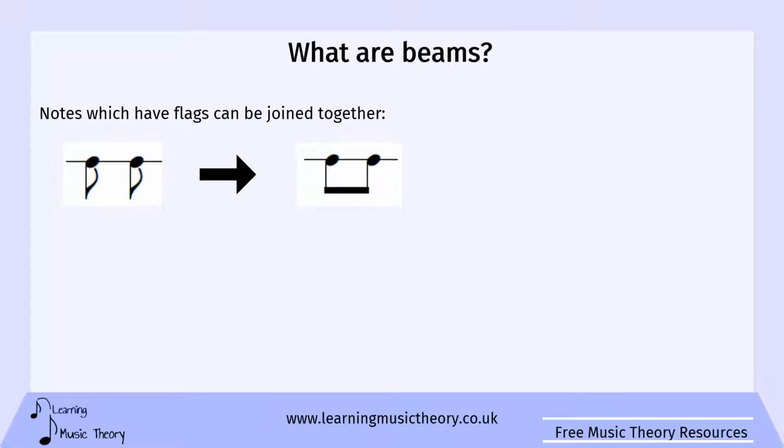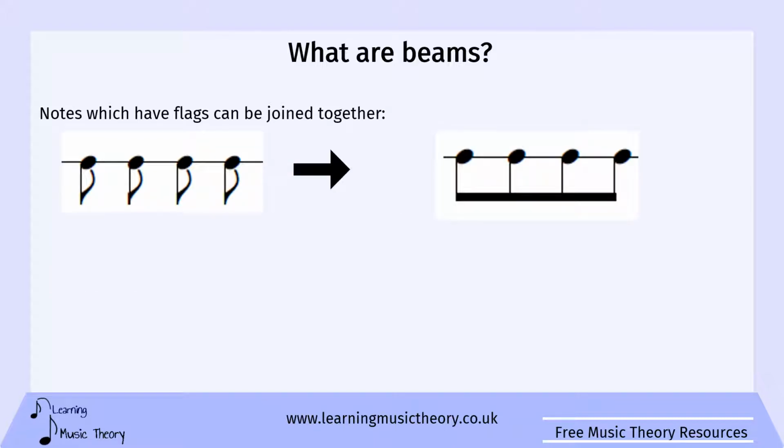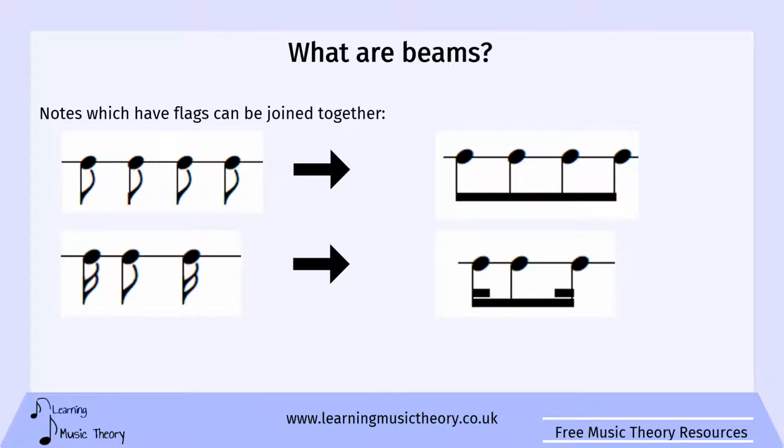Quavers aren't the only notes which can be beamed together. When semiquavers are beamed, both flags are joined together so they are grouped like quavers, but still distinguishable as semiquavers. You can also have more than two notes beamed together, and you can have different note values beamed together. Notice how the semiquaver still has two flags, whereas quavers still have one flag. This allows the different notes to be distinguished from one another.